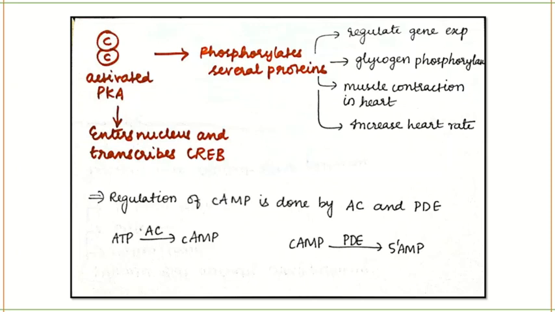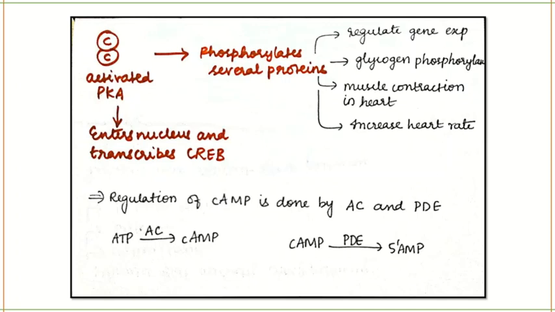Now this activated protein kinase A can phosphorylate several proteins and enzymes. It helps in the regulation of gene expression. It will phosphorylate glycogen phosphorylase, an enzyme used for the breakdown of glycogen to glucose. Then it will help in muscle contraction in the heart by increasing your heart rate. It can also enter the nucleus and activate CREB. CREB is nothing but cyclic AMP response element binding protein, so it helps in the transcription of CREB target genes.